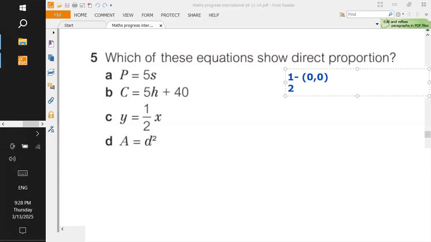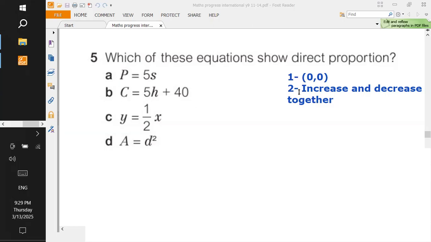The second rule is having a straight line. And having a straight line means that both of them increase together. So this means that if one of the values increases, the other one should increase with it. So let's write it like this: increase and decrease together. So these are the two rules of direct proportion.